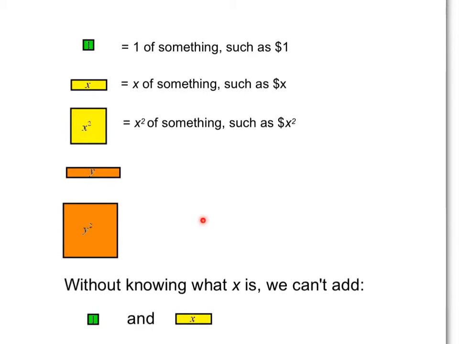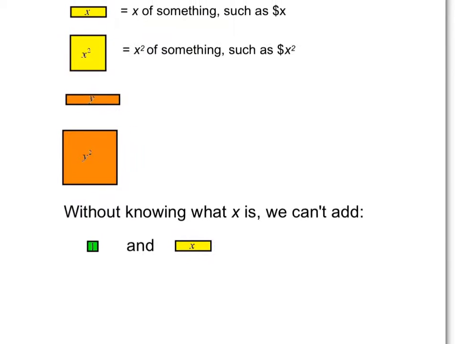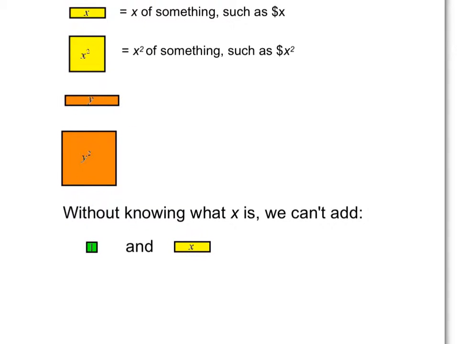So with that said, when I have one of something plus x of something, I can't really do anything. The only way I could write that is 1 plus x. I can't make that 1x, I can't make that 2x. All that I can say now is I have $1 and x dollars. So if I saw something like this, that's just 1 plus x. There's nothing more I can do with that. I can add them, I just can't say what that equals because I need more information.